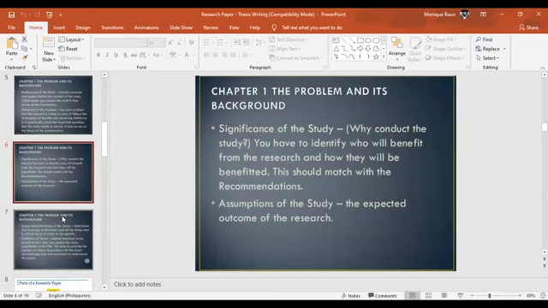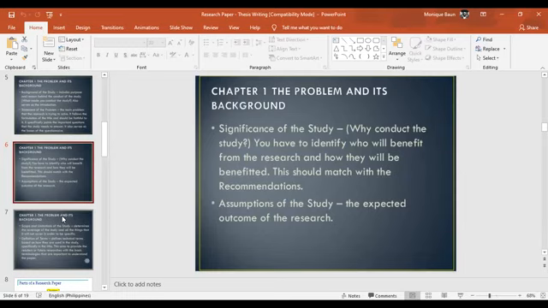Why are we conducting the study? What is the purpose? Who will be the beneficiaries of the study? You have to identify who will benefit from the research and how they will benefit. This should match with the recommendations, which will be under the last part of your research. For significance of the study, we have the students, the parents, the teachers, and the community.